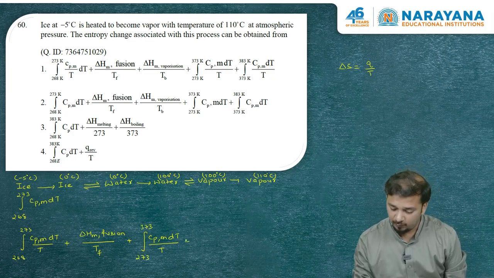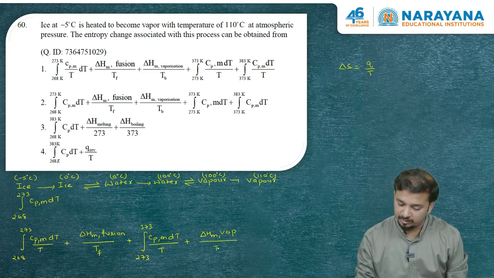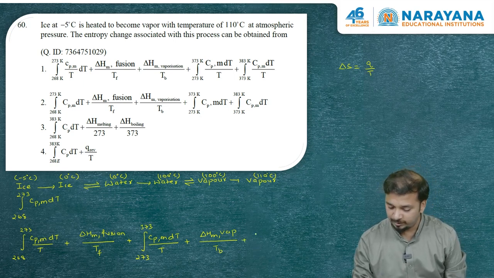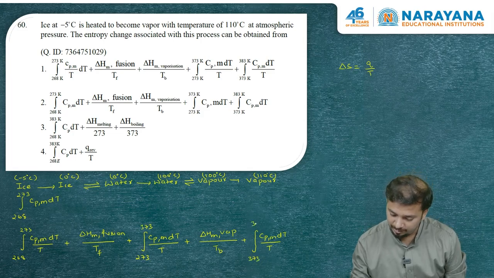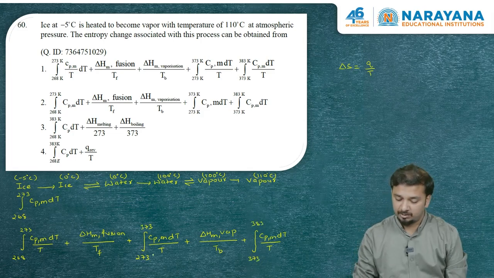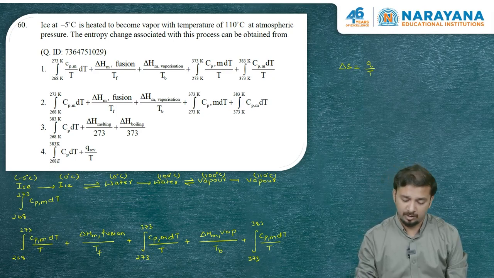Then water and vapor, they are in equilibrium at 100 degrees centigrade. So we can write for this delta Hm vaporization divided by the temperature. This is boiling point, so TB. Plus again there is increase in temperature of water vapor. So again we'll write integration CPm dt upon T. Now limit will be 373 to 383 Kelvin. So this expression will give us the total entropy change associated with this process. So correct answer for this question will be option number 1.